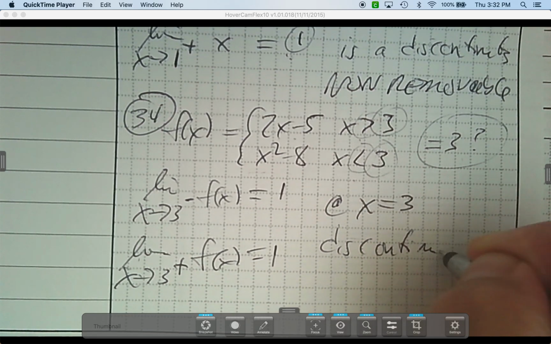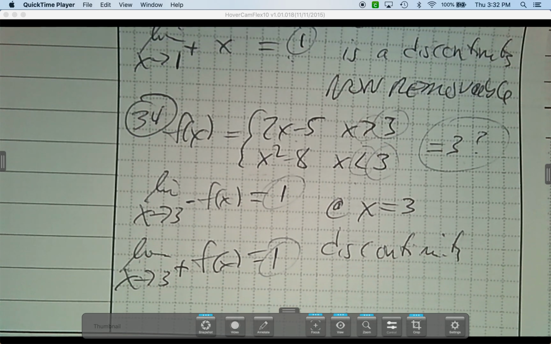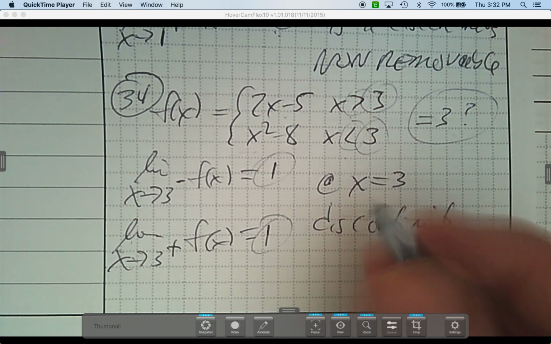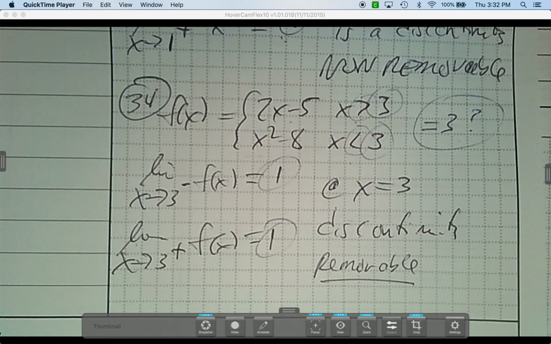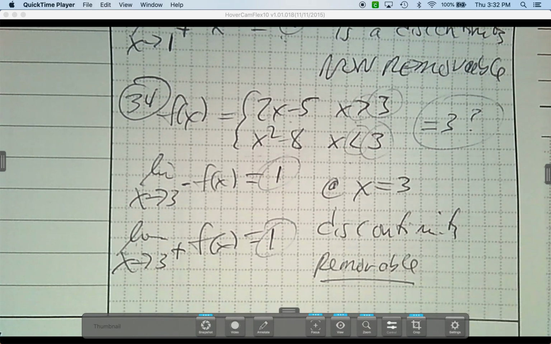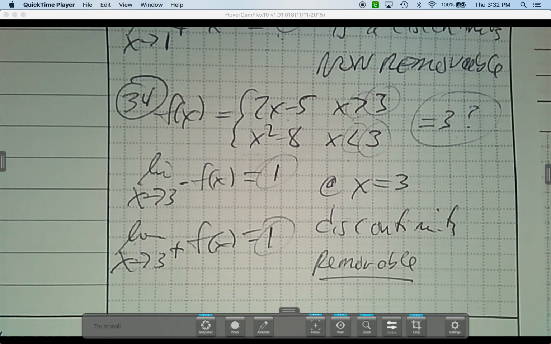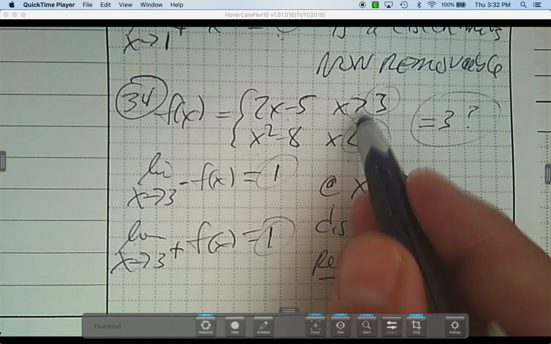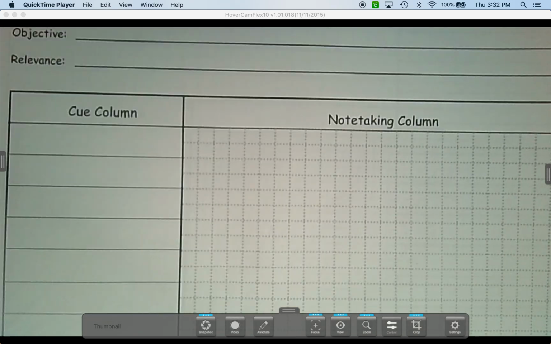The question is, is it removable or not? So does the limit exist? Does the left side equal the right side? So it does. So what type of discontinuity is it? This is a removable discontinuity. The reason it's removable is because the limit exists, because the answer is 1 both ways. So what made this different than question number 32? When we went back, there's no equal part to the arrow. It's just arrow and arrow. There's nothing that made it equal to 3. 35.